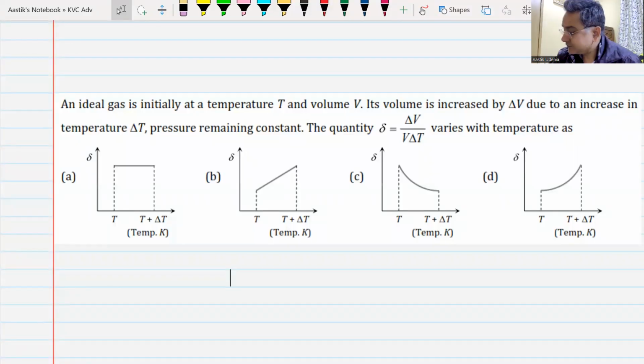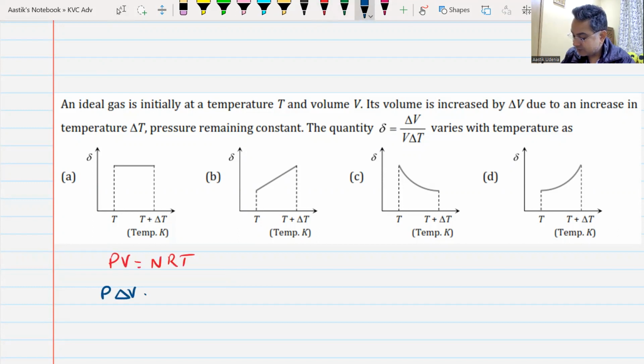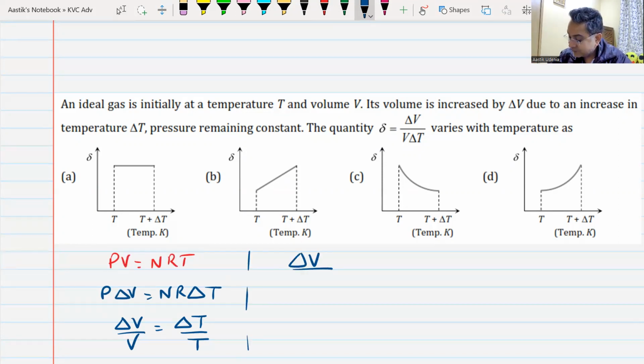So how do we do this? Remember, pressure is constant. PV is equal to nRT. If I differentiate this, I'm doing this the complete way, P into delta V will be nR into delta T. Basically, when you divide, what you get, delta V by V is delta T by T. This is Charles' law, nothing else. Volume is directly proportional to temperature. So now if I write it in different form, delta V by delta T into 1 by V will be equal to 1 by T.